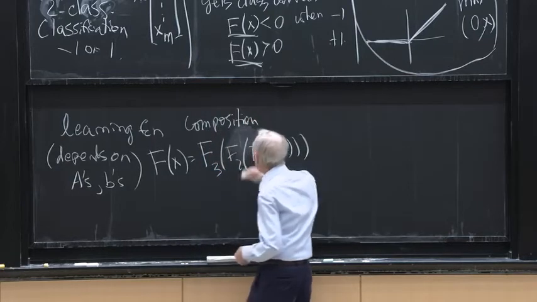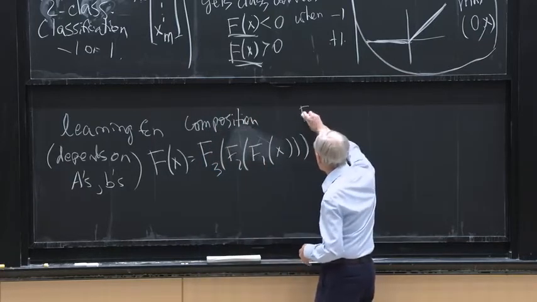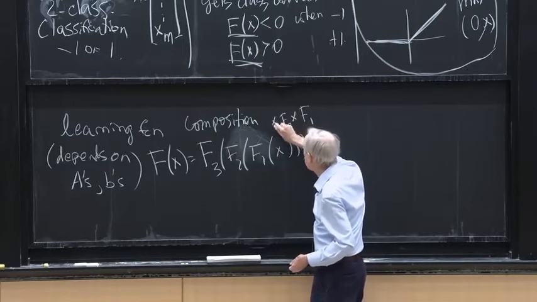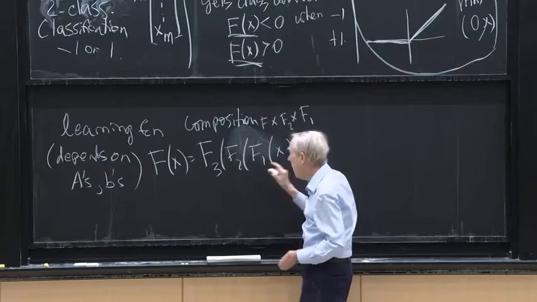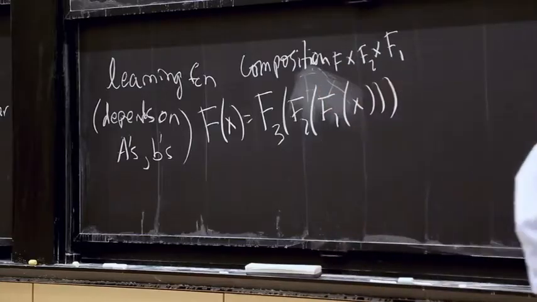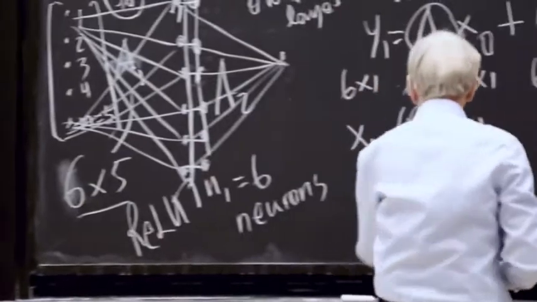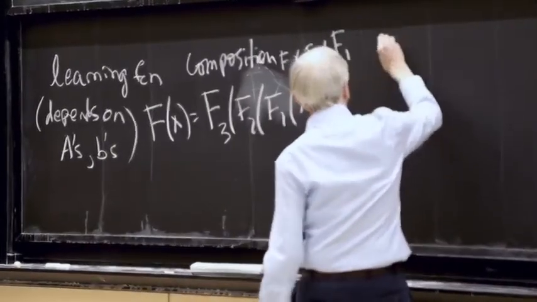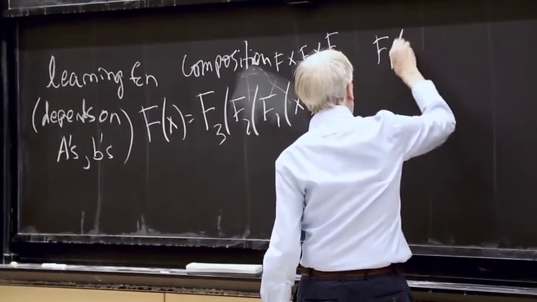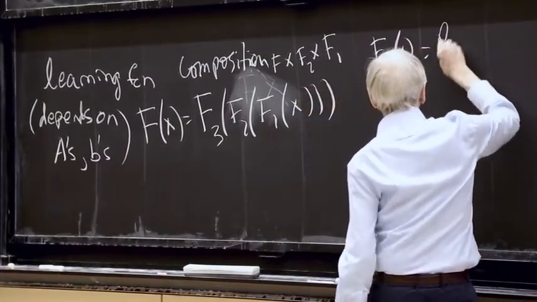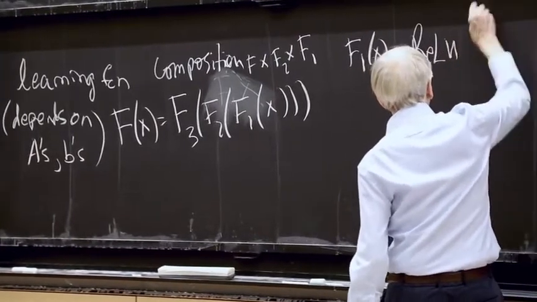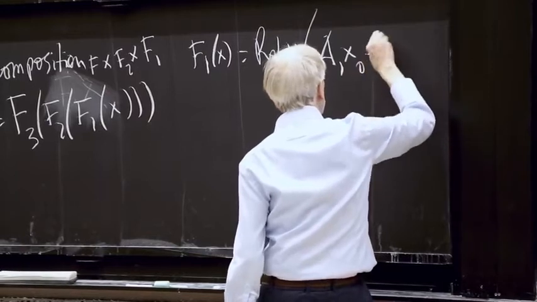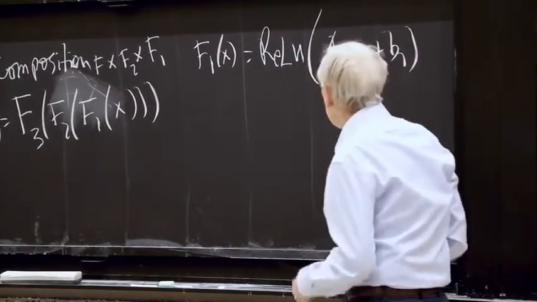I don't know if there's a standard symbol for starting with F1 and doing some composition and doing some composition. And now what are those separate Fs? Those separate Fs are... F1 of a vector would be, it includes the ReLU part, the nonlinear part of A1x0 plus B1. So two parts.